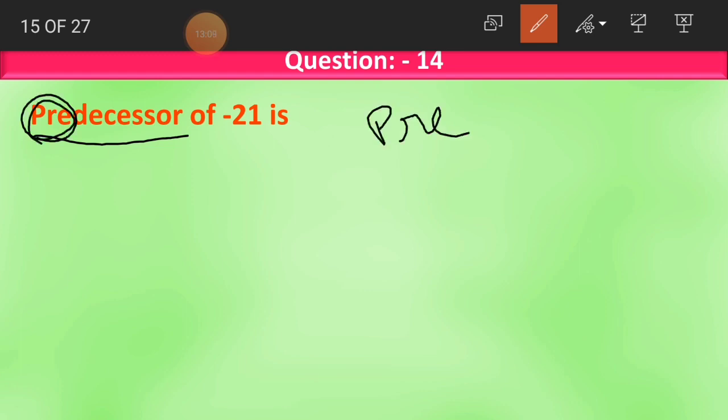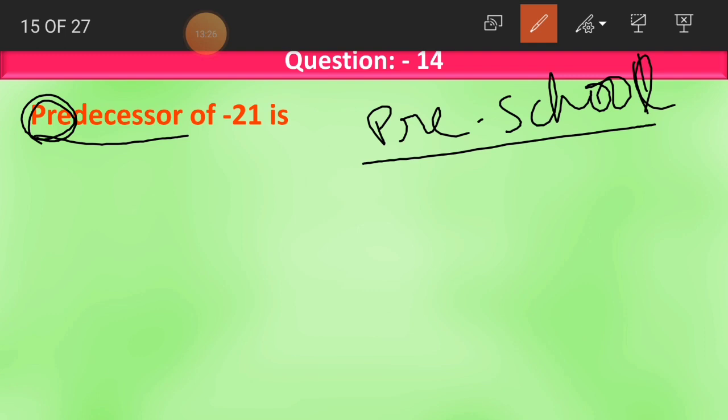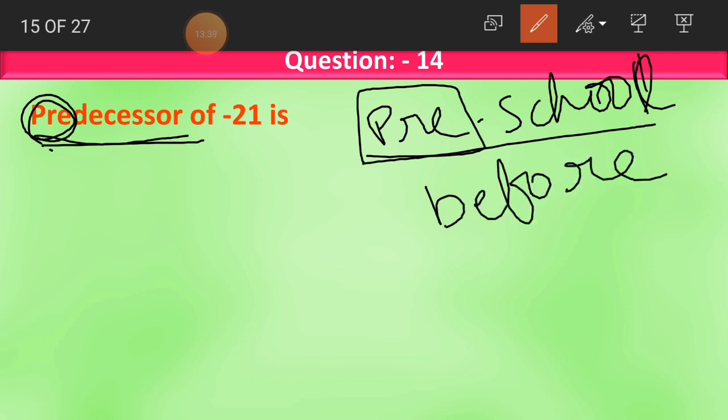When we say preschool, it is the school for very little children. It is like a school before school. Before joining nursery or LKG in the school, children are sent to preschool. This is the school which they go before joining the actual school. So the word pre means before. In the same way, predecessor means a number which comes before a given number.